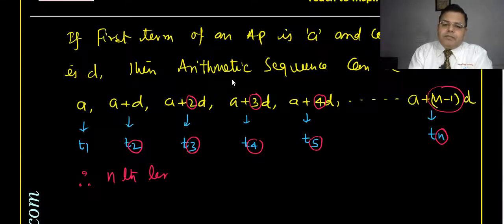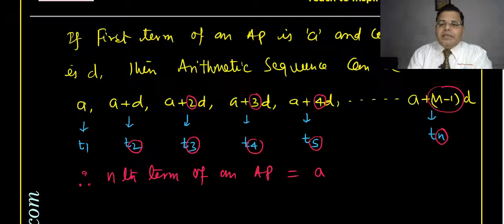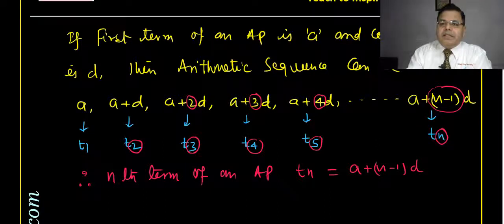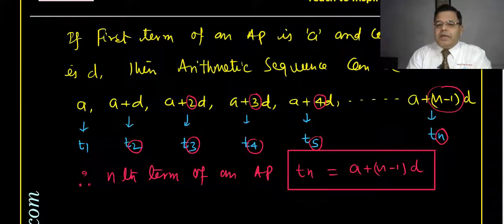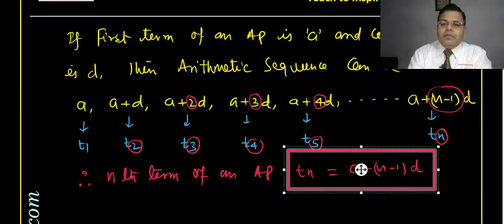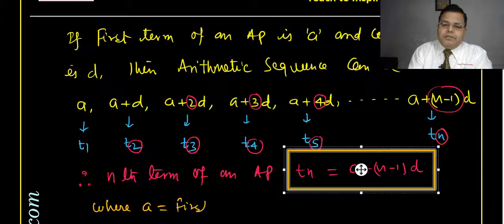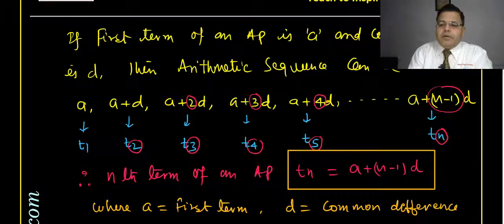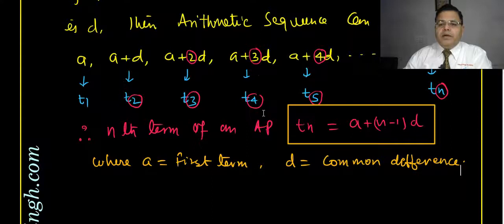Therefore, the nth term of an AP is defined as Tn. Tn is called the nth term. Tn is defined as A plus n minus 1 into D. This is the formula you can have for the nth term. In this formula, you will be able to understand that A is the first term, and D is the common difference. Right? A is the first term and D is the common difference.